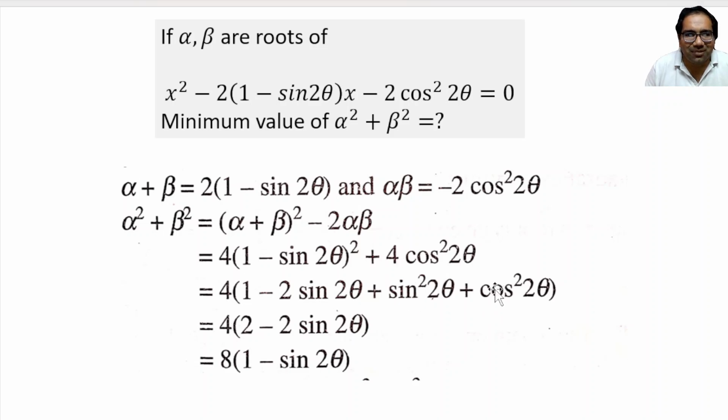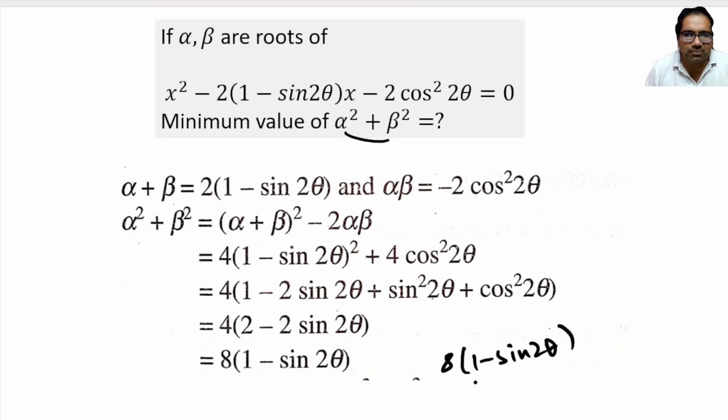Sine square 2 theta plus cos square 2 theta is equal to 1, right? So this becomes 1. This 1 plus this 1 will become 2. 2 minus 2 sine 2 theta is left. The 2 also we take common. So this becomes 8 times (1 minus sine 2 theta). This is equal to alpha square plus beta square. Now what do we want? We want the minimum value of alpha square plus beta square. Here we have 8 into (1 minus sine 2 theta).